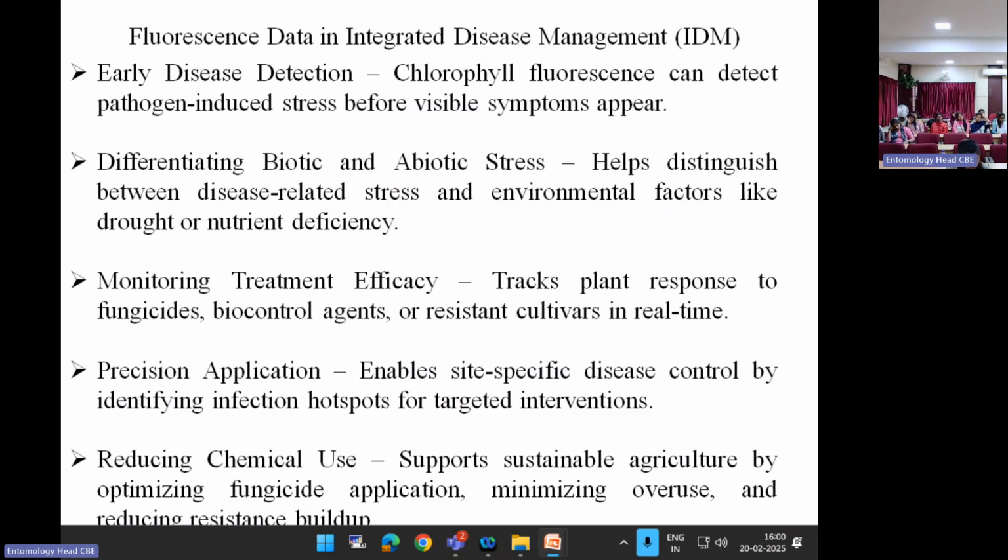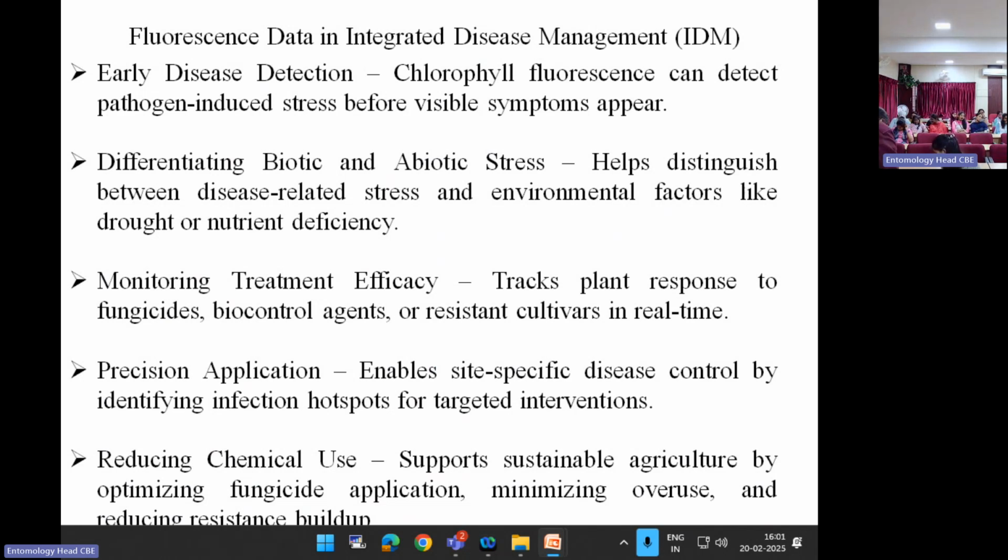Then you can differentiate between biotic and abiotic stress, because there are specific fluorescence signatures specific to biotic stresses. In abiotic stresses, like drought stress and heat stress, there are also special signatures, and more specifically in biotic stress, a fungal pathogen will have a specific signature, and bacterial and viral pathogens will have separate signatures. So you can differentiate the organism that is affecting the plant much before visual symptoms appear.